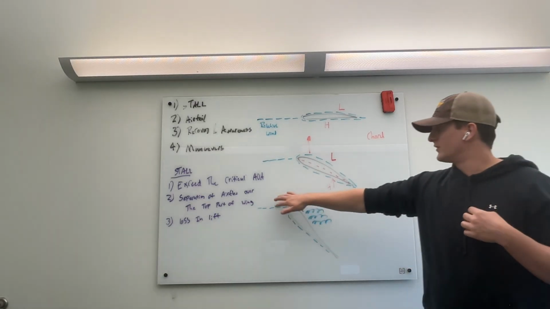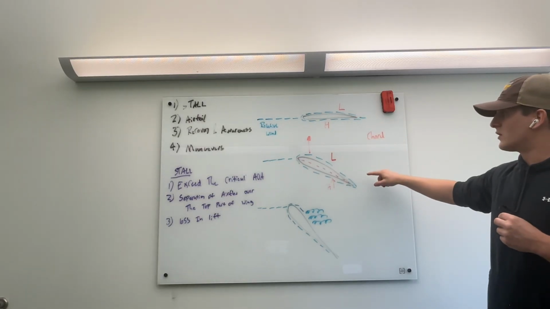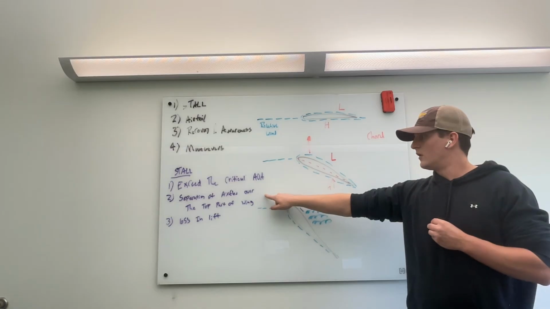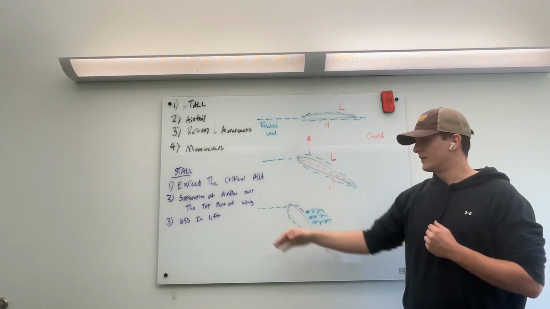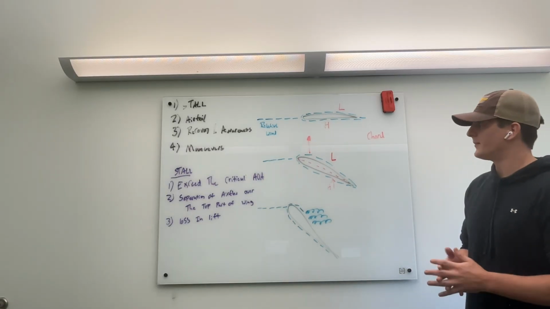So coming back into our definition, I taught you about how exceeding the critical angle of attack causes the separation of the airflow over the top part of the wing, and causes the loss of lift. All right?